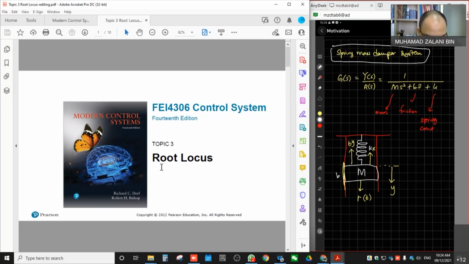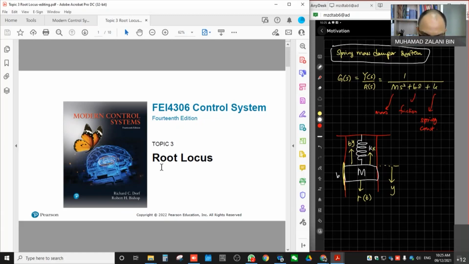So in the introduction to this topic, let me just read it. In control system design, it is often necessary for us to evaluate the control system performance when the system parameters are changed. Performance means we want to make sure that stability is at its best, so that the system is at its best performance. So when the parameters change, we need to review it again so that we can identify the suitable parameter to make sure that our control system design is stable enough, or its performance is at its best condition.